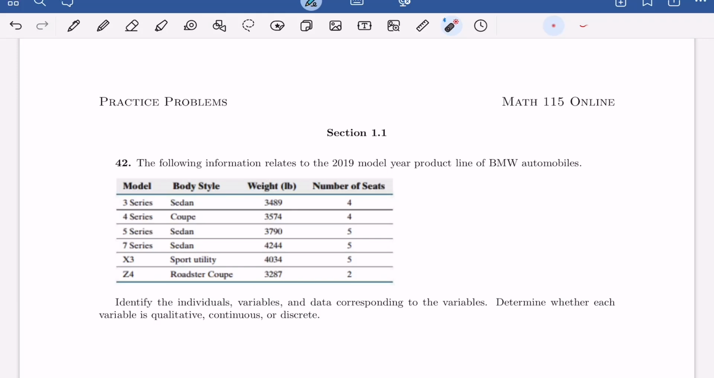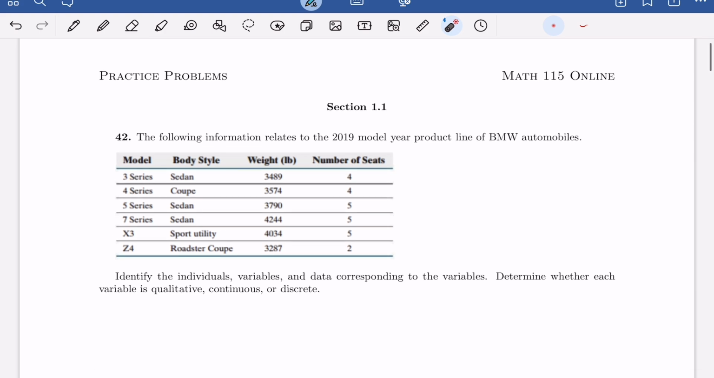In this video, we're going to go over some practice problems from chapter 1 in our textbook. We're going to start with section 1.1 here, question 42. We're told that the following information in this table relates the 2019 model year product line of BMW automobiles. In the first column we have the model, then we have the body style, weight, and number of seats for these cars.